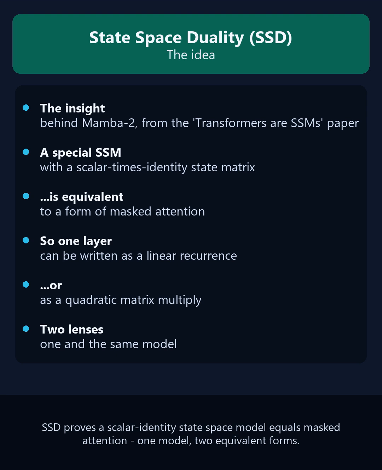So what is state space duality? It is the key insight behind Mamba-2. A special case of a state space model, one whose state transition matrix is just a scalar times the identity, turns out to be mathematically equivalent to a form of masked attention. In other words, the same computation can be written two ways, as a linear-time recurrence or as a quadratic-time matrix multiply. Two lenses, one model.